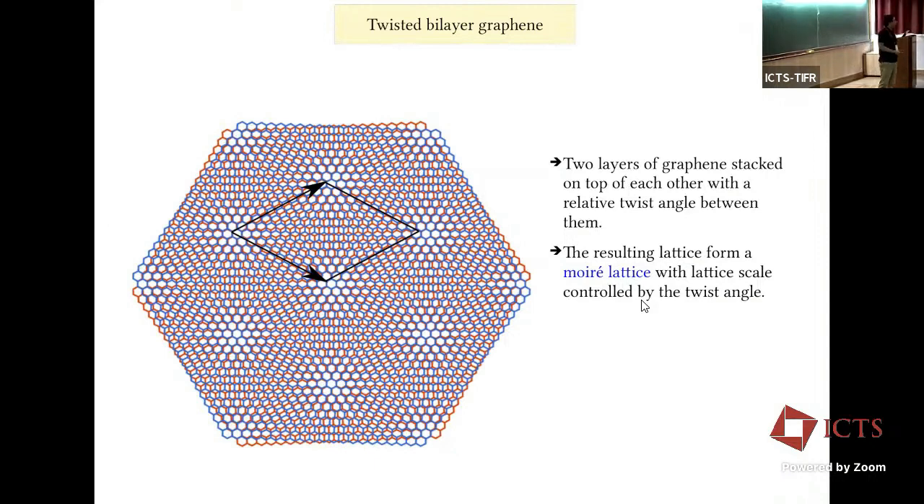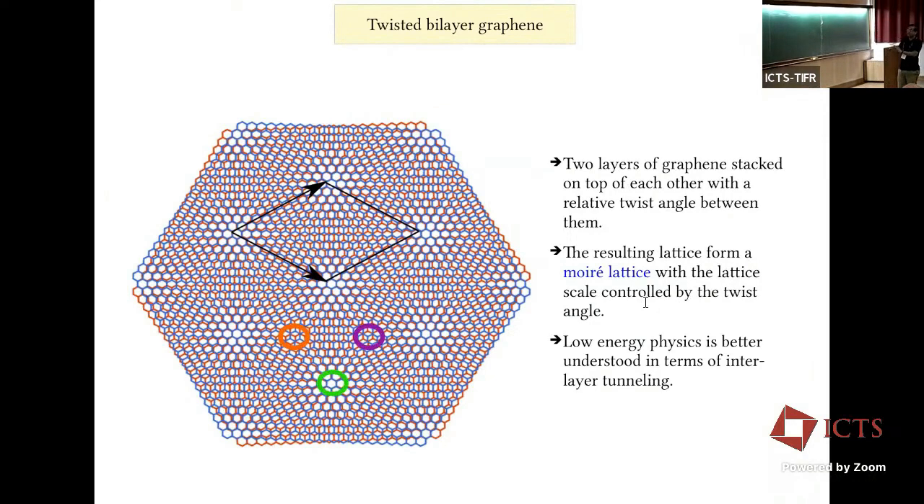And at that small angle, these two layers stacked together form a kind of lattice, which we call a Moire lattice, where the lattice spacing can be hundreds of original lattice spacings. So this distance can be of the order of tens of nanometers, whereas for a single graphene, it's of the order of angstrom.